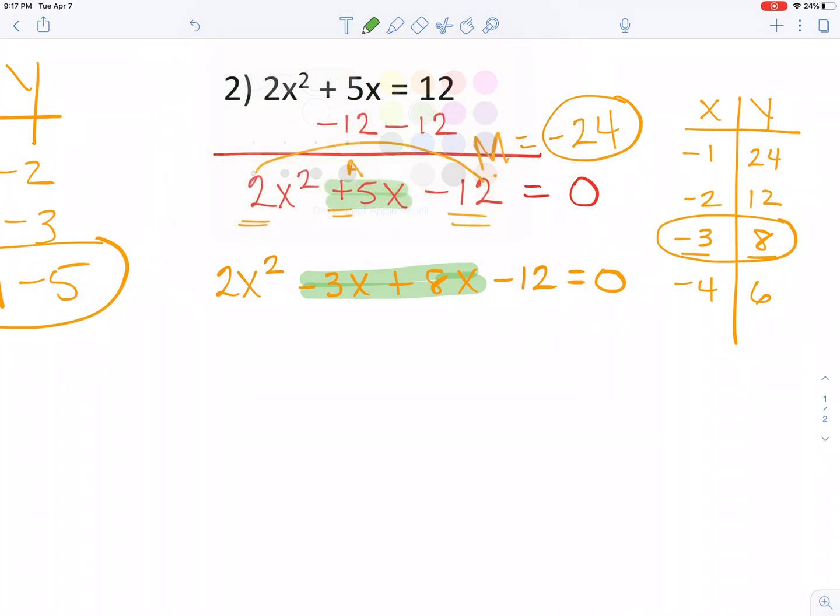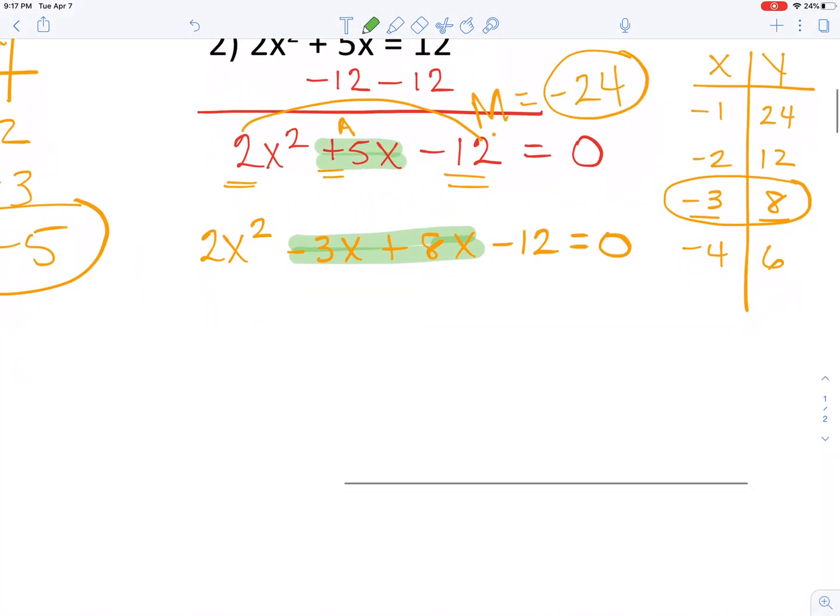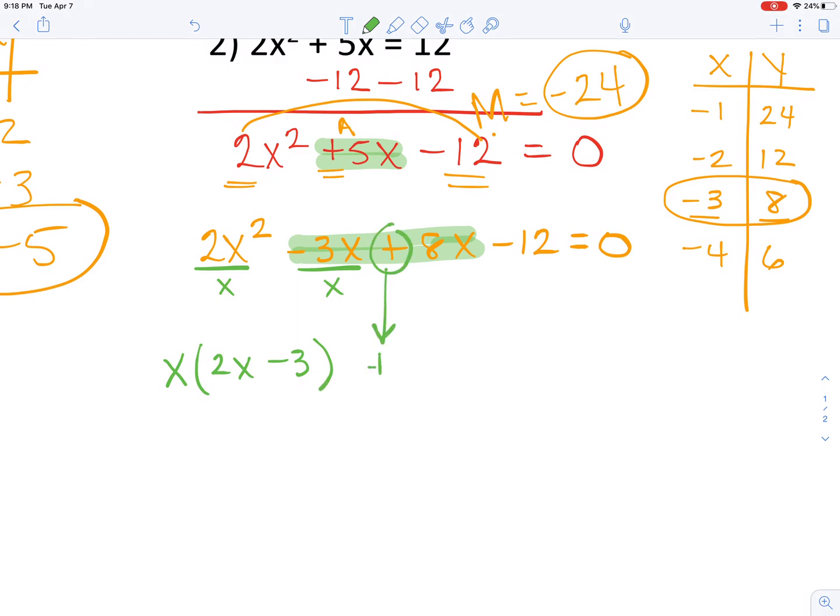Now, when I factor, some of you get confused with this step. And a lot of you are writing the correct thing to divide them both by. You're dividing both of these terms by x. But then you have to remember that that's what goes in front of the parentheses, that x. 2x squared divided by x is 2x. Negative 3x divided by x is minus 3. Bring down that sign in the middle.